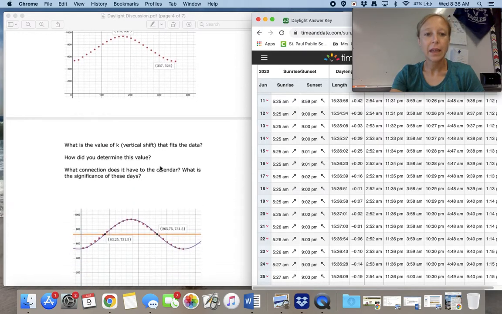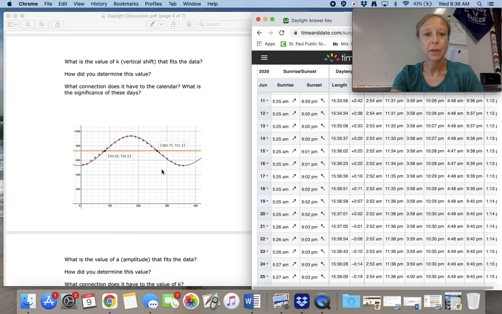All right, let's move on to k, the vertical shift. I used my sliders and found a good fit for my data, and my vertical shift ended up being 731.5. That's where I got the best number. But what I was also noticing is this vertical shift is intersecting my graph right here, right in between my maximum and minimum point.